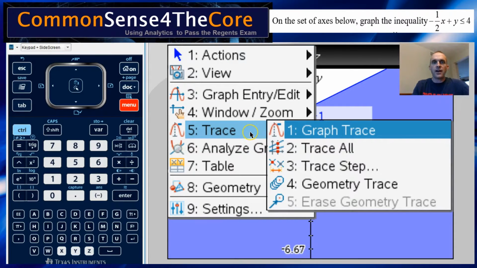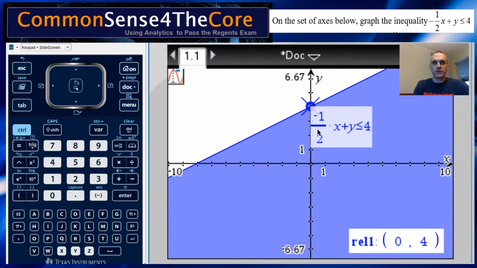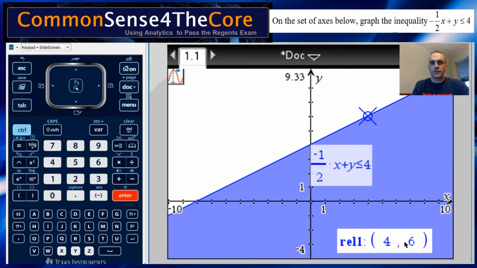The Inspire does a nice job with allowing us to use the trace function in typing in x values. So for example, I could plot a coordinate at 0, 4. If I type in an x value and type in 1, I get 1, 4.5, which isn't the greatest. But if I type in 2, I get 2.5. 3 doesn't give me a nice coordinate, but an x value of 4 does.